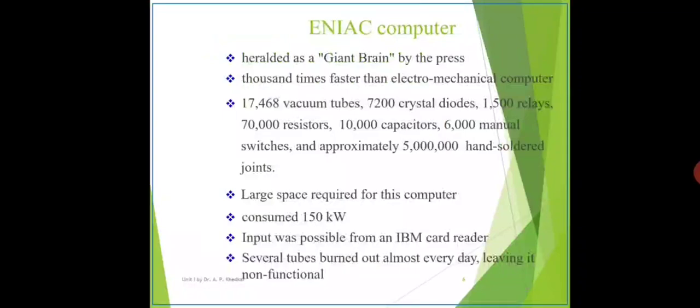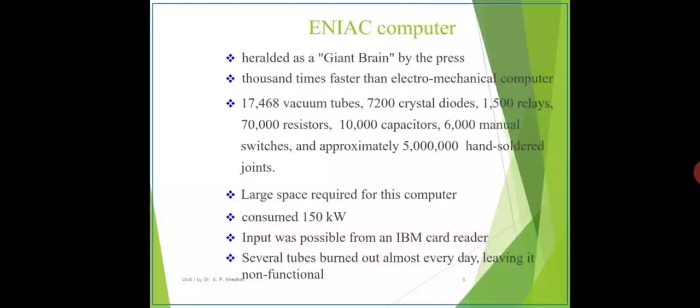If you see how it is constructed, it is constructed with approximately 17,468 vacuum tubes, a number of crystal diodes, relays, and basic components like resistors, capacitors, switches. So the vacuum tube was the dominating device used inside this computer. This computer required large space at that time, and it consumed 150 kilowatts of power. That was too much. Huge power was consumed. And input could be given to that computer using a card reader.